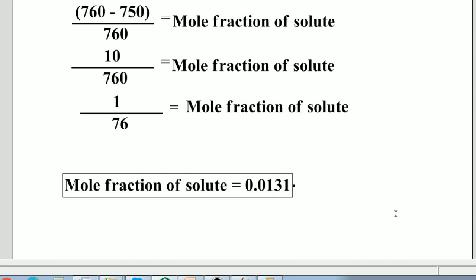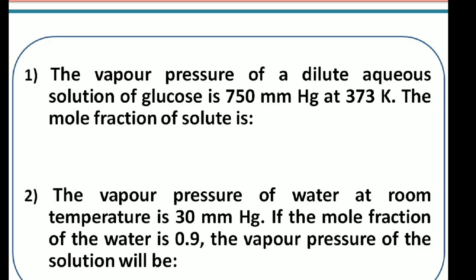Okay students, I hope you understood this problem. Students, next problem on the lowering of vapor pressure concept. The second problem is, the vapor pressure of water at room temperature is 30 mm Hg. If the mole fraction of water is 0.9, the vapor pressure of the solution will be.